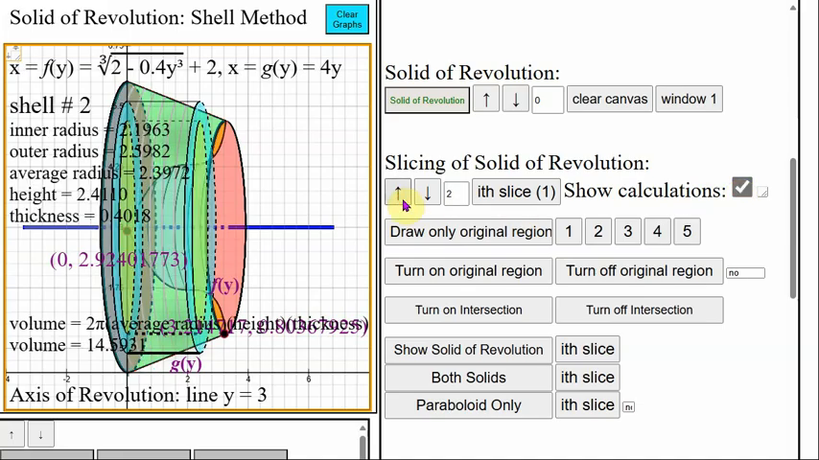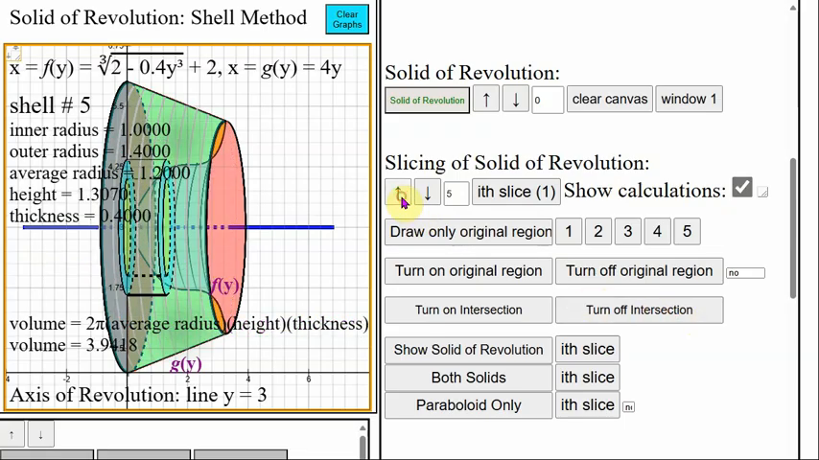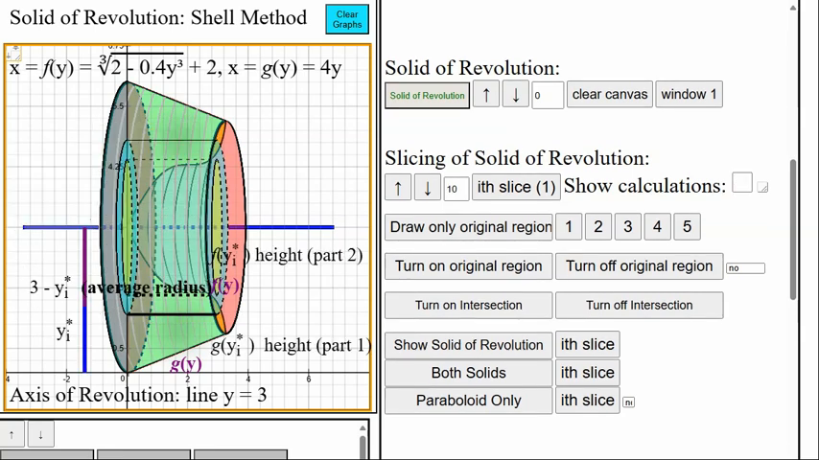And here are the calculations for the volumes of the 8 shells. So altogether, the volumes of the 8 shells, they're about 53.6177. And then we want the more exact answer. Then instead of 8 shells, we have to divide the solid of revolution into an infinite number of shells.